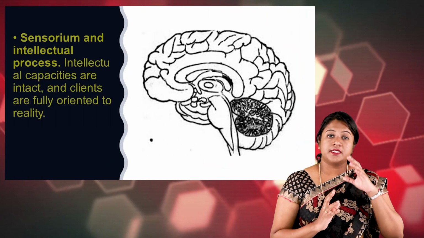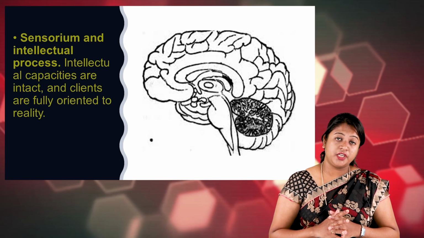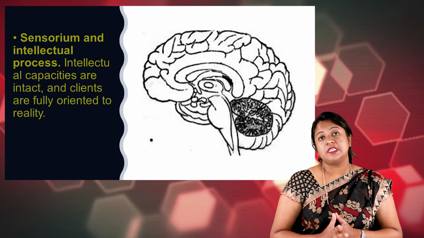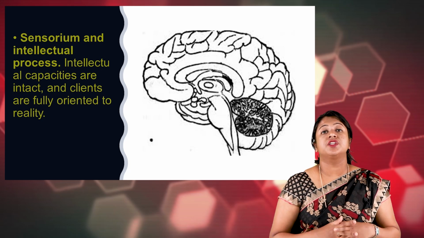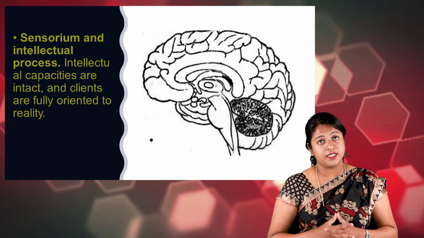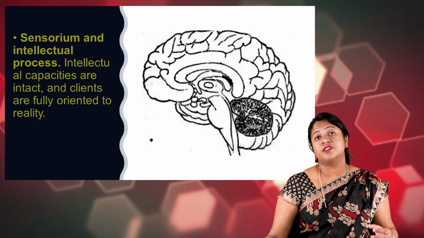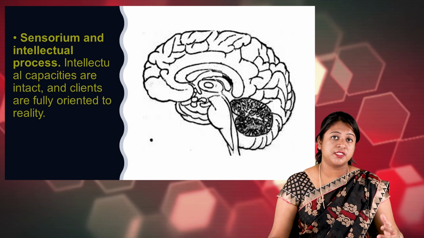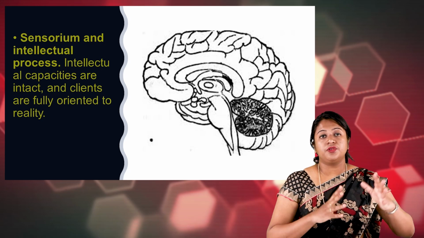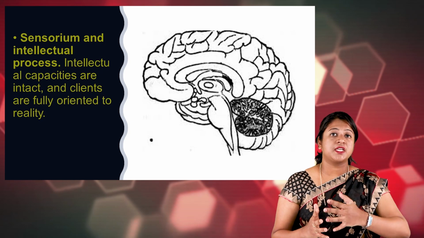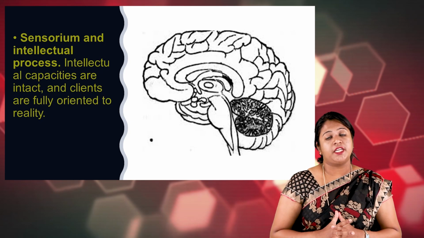The next one is the sensorium and intellectual functioning. You can notice that there is no disturbance in terms of intellectual functioning or in terms of consciousness. The intellectual capacity remains intact and he is oriented and conscious to the setting. So these are the things that you can notice in the nursing assessment in terms of subjective data as well as objective data, right?